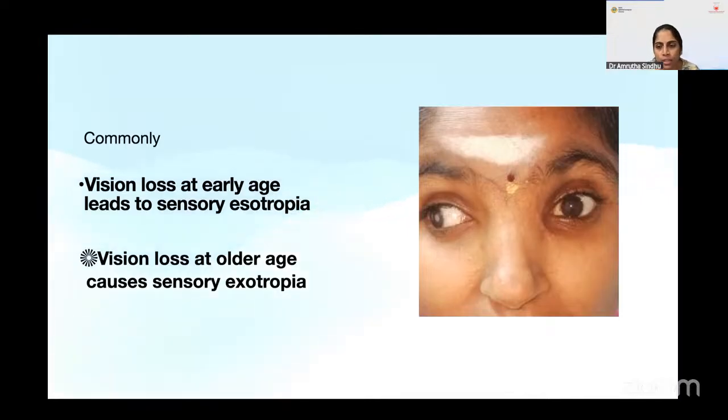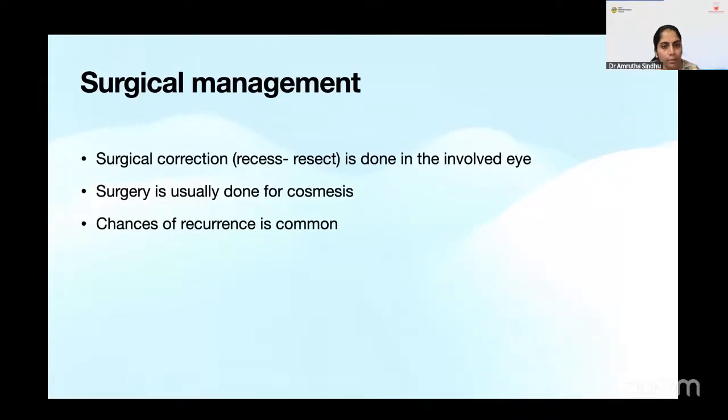Here in this picture, you can see an older kid having a cataract in the right eye associated with a sensory exotropia. Other factors which can contribute to esotropia or exotropia are the refractive status of the eye and various other factors. Regarding surgical management, you have to remember it is only for cosmetic purposes that we do a surgical correction. So you have to clearly explain to the patient before surgery that the vision is not going to recover in these conditions. It is mainly for cosmesis, and the chances of recurrence are common in these sensory exotropias.